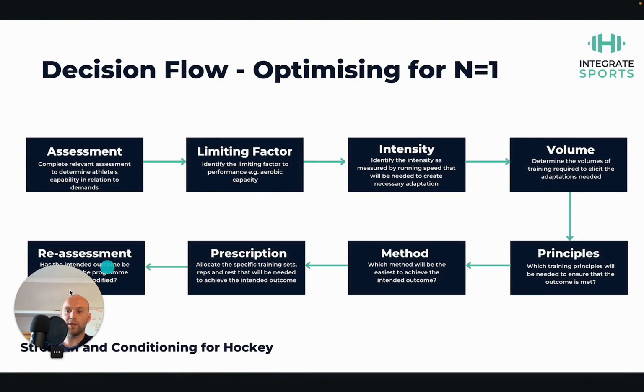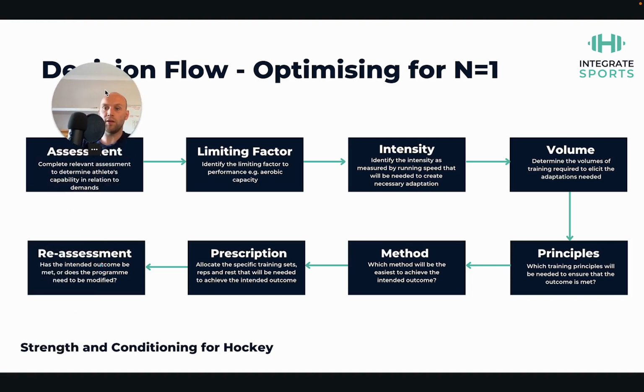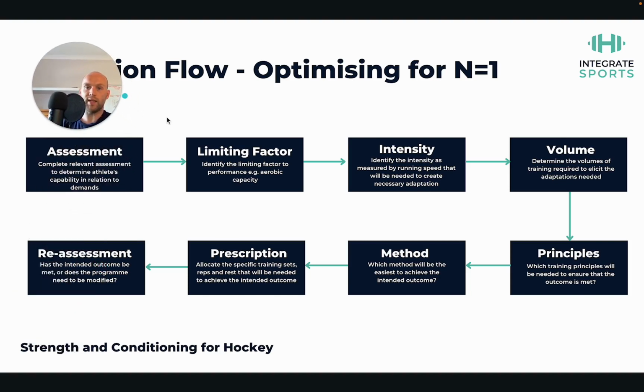Now, there's a couple of ways in which we can look to go through a sort of decision-making hierarchy, if you like. So what this is, if you have one athlete you're trying to make a decision for, this is a simple means by which you can make an informed decision around what their program will look like. So step one is an assessment.